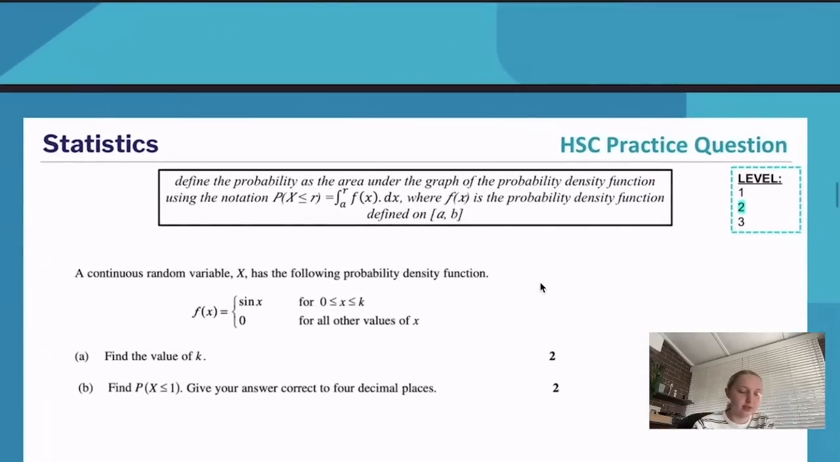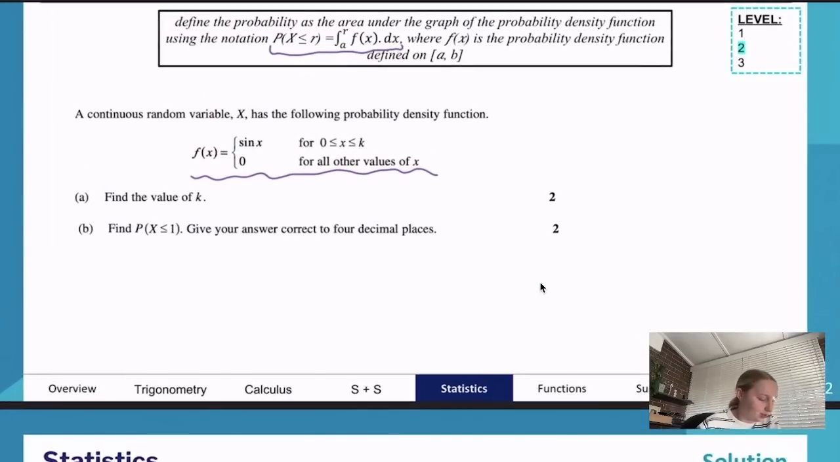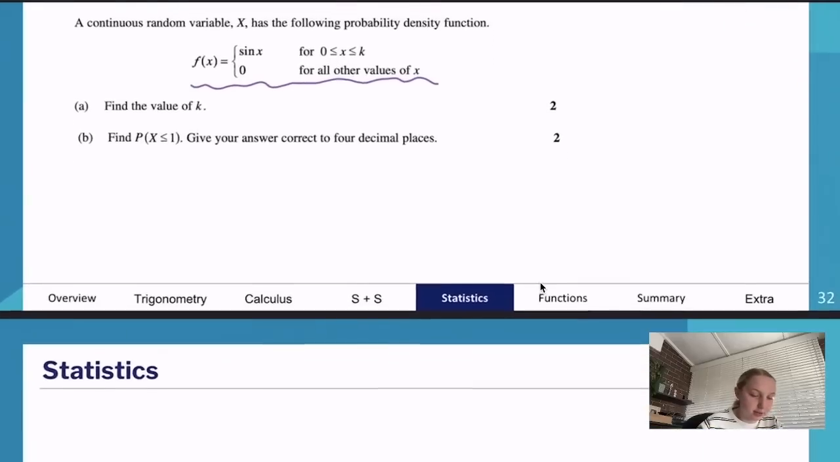So this question for statistics is probably about a 2 in terms of difficulty. We're looking at the syllabus point: define the probability as the area under the graph of the PDF using the notation, where f of x is the probability density function defined on A to B. So we've got a continuous random variable x that has the following PDF. Find the value of k. Okay, so I did leave myself 2 slides, so that's good. We want to be finding the value of k.